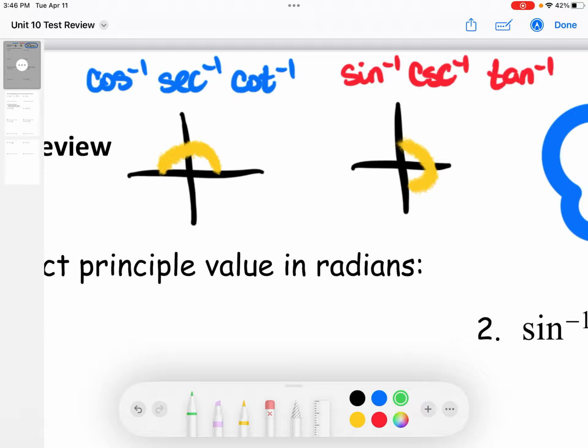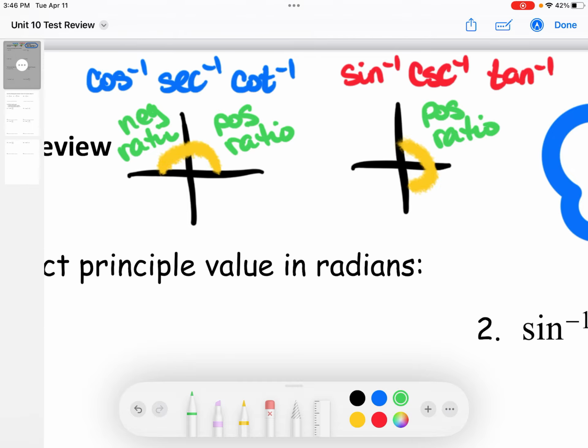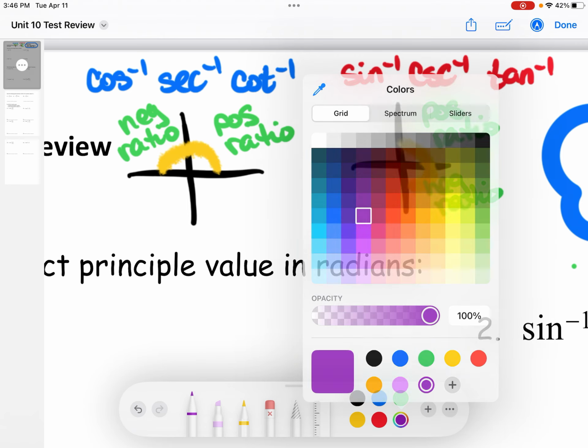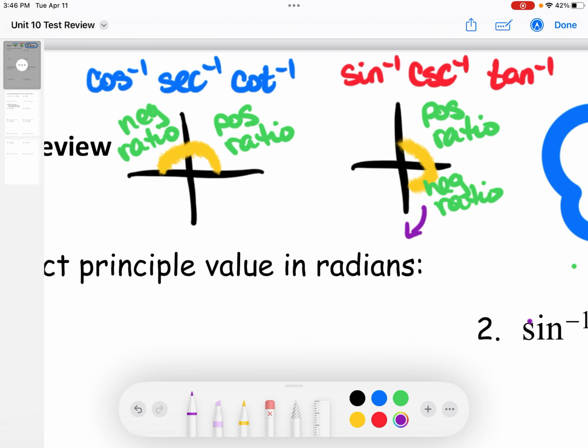And remember, quadrant 1 is always for a positive ratio, and quadrant 2 or quadrant 4, depending on your function, is for a negative ratio. And one more quick thing, remember in quadrant 4, we use negative angle measures. That's one of those things that's the way it was decided it was done, and so it is.